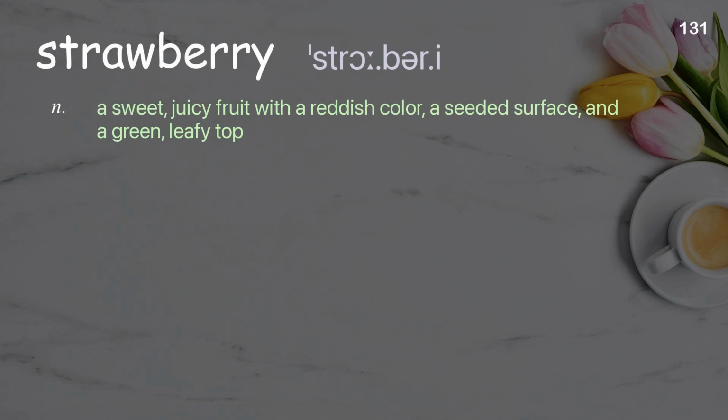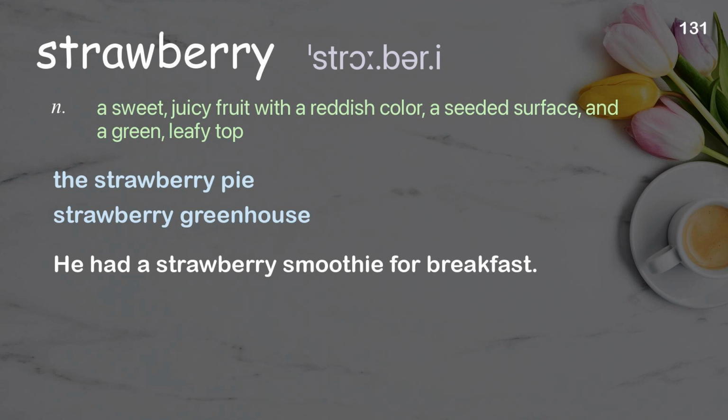Strawberry. A sweet, juicy fruit with a reddish color, a seeded surface, and a green, leafy top. Examples: the strawberry pie, strawberry greenhouse. He had a strawberry smoothie for breakfast.